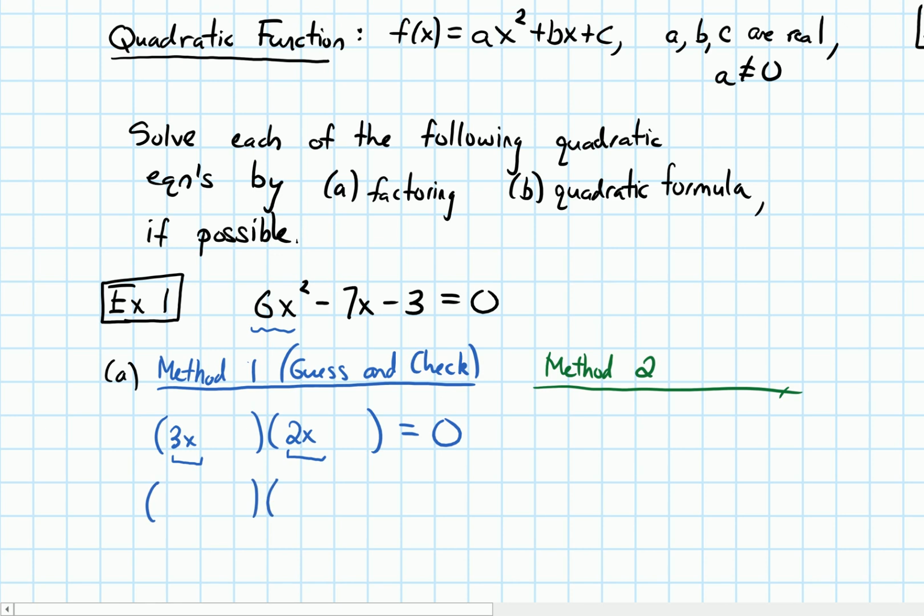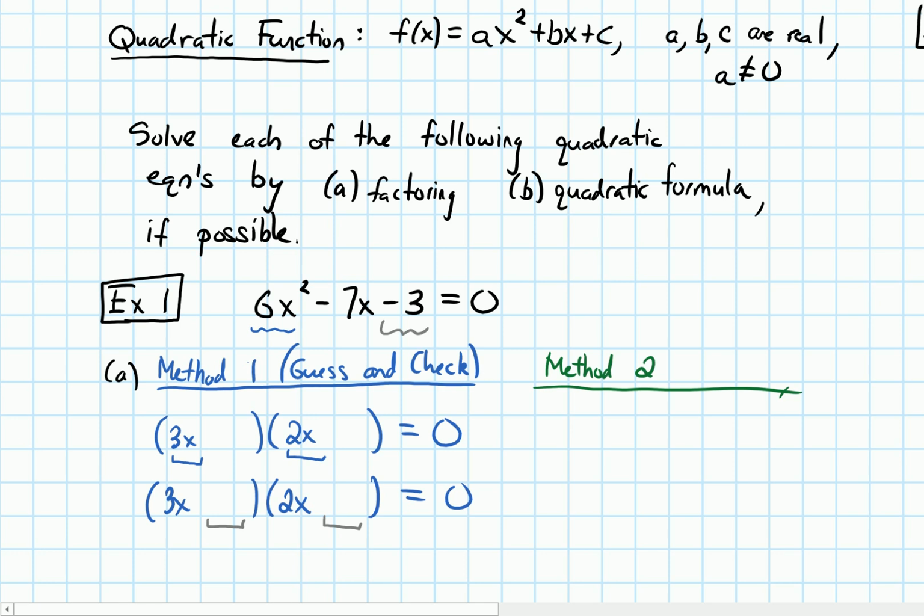Okay, so now we have to think about what goes in the other slots. I didn't mean to say the other parentheses, I just mean the other slots. What goes in these other two slots has to be numbers that multiply to -3. And it can't just be anything. They have to be such that when I FOIL everything out, I'll end up with the -7x in the middle. And this is where the guess and check comes into play a little bit. But what numbers multiply to -3? It's really just 1 and -3, or -3 and 1. At least those are the integers that multiply to -3.